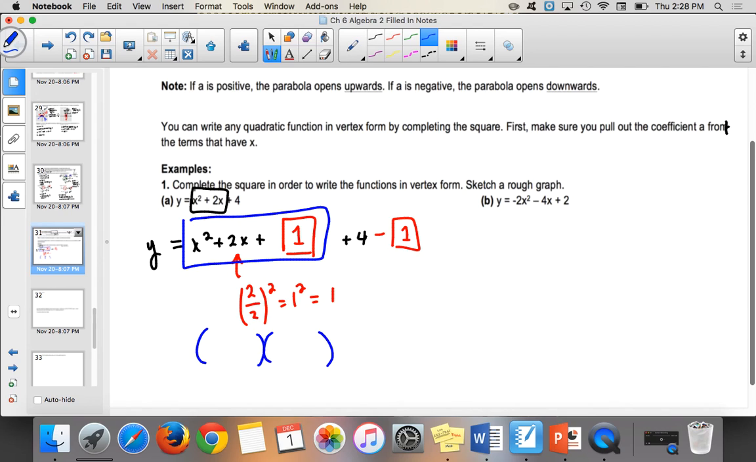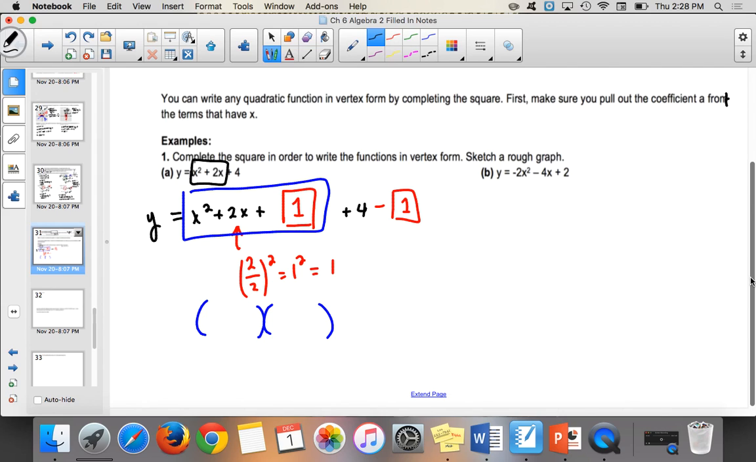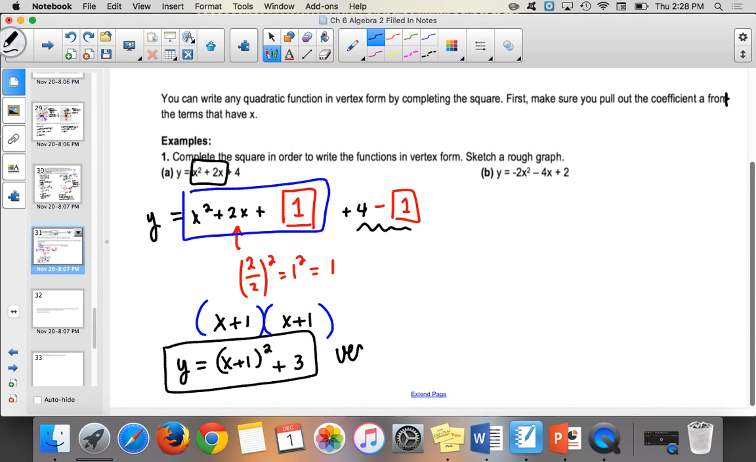So how does that factor? Yeah, x plus 1 times x plus 1, right? In other words, x plus 1 squared. And then what's on the end? Plus 3. This is now in vertex form. When it's in that form, we can tell what our vertex is. -1, 3.